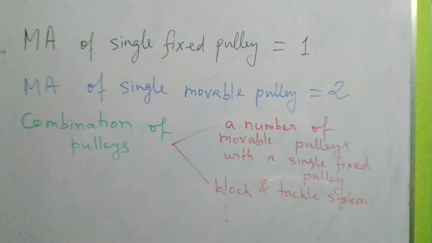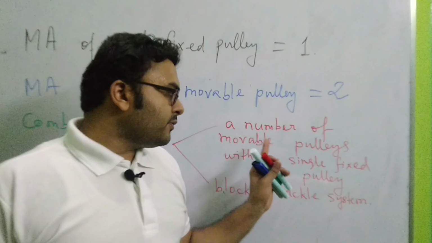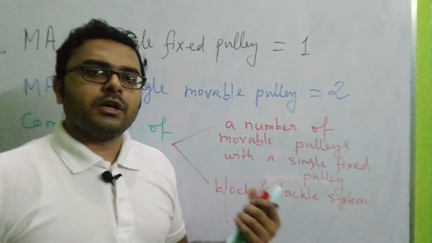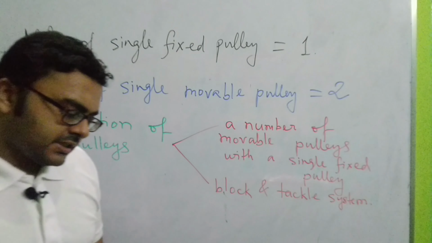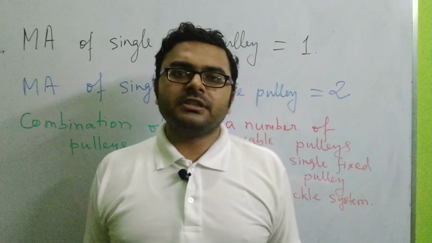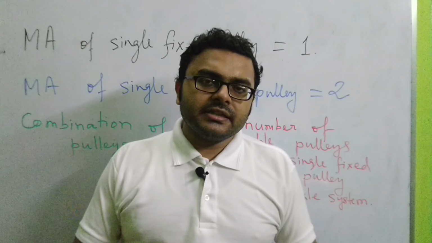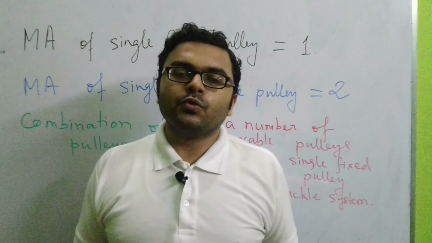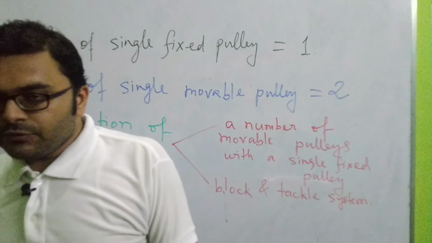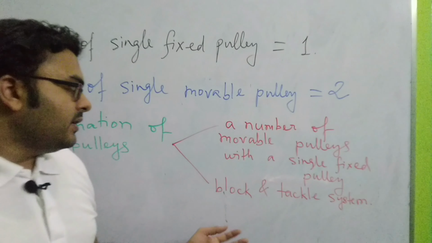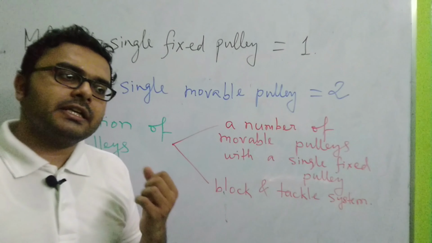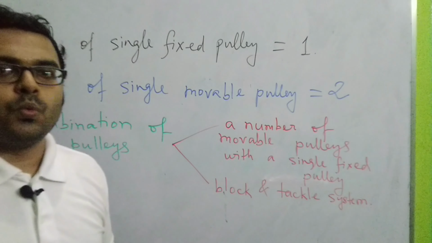When I say that a number of movable pulleys are used, the number of movable pulleys is obviously more than 1. We have seen the combination where one movable pulley and one fixed pulley is used, and we have seen that in that case the mechanical advantage is at the max 2, not greater than that. So if we use a combination of more than one movable pulley with a single fixed pulley, then we will get a mechanical advantage greater than 2.